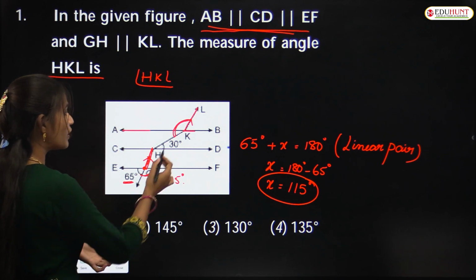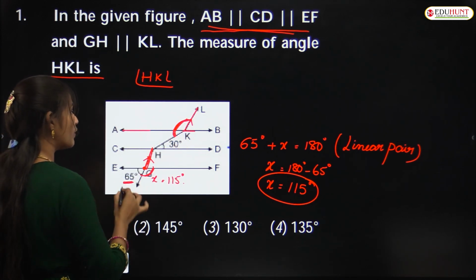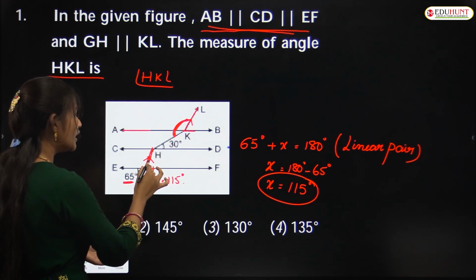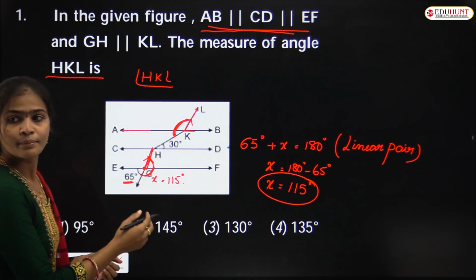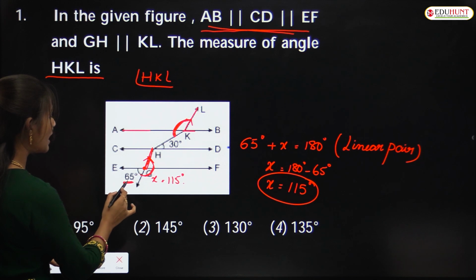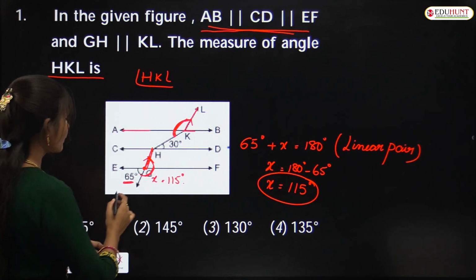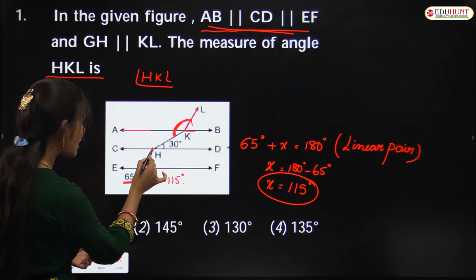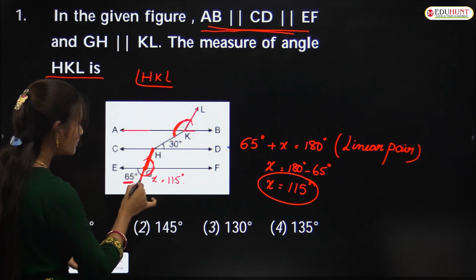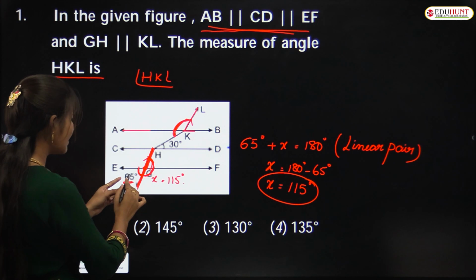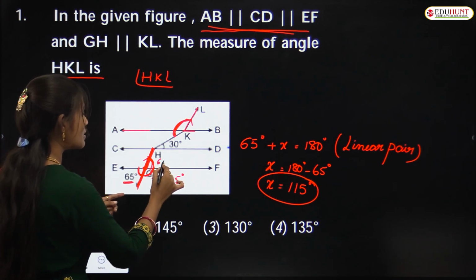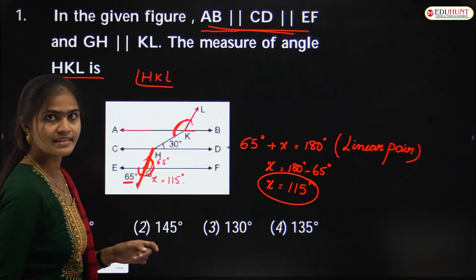Now which one do we need to find out? Here we need to find an angle, and for that we need to find one more angle. What is that angle here? By observing this case, we have 65 degrees. When you observe these two angles, this is a straight line only, so we can say these two angles are vertically opposite angles. That's why this is 65 degrees, and here also this is 65 degrees.